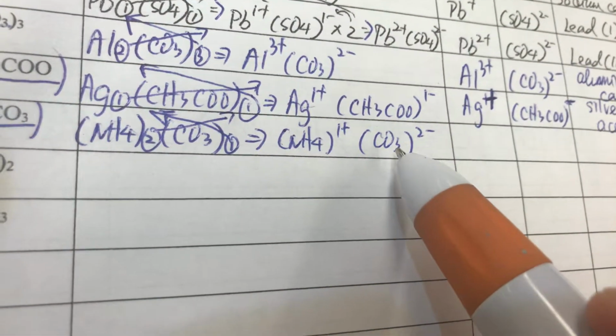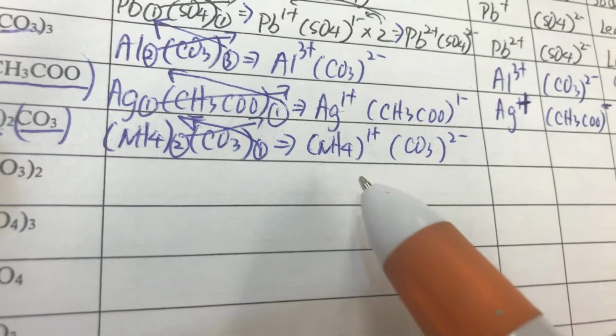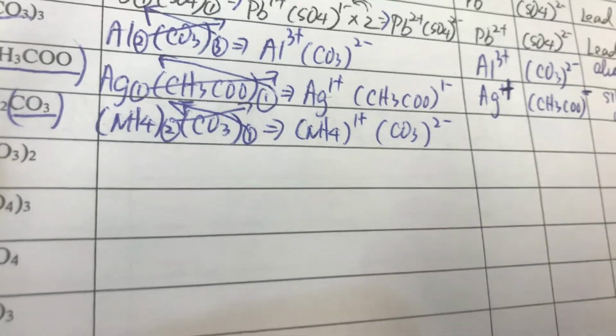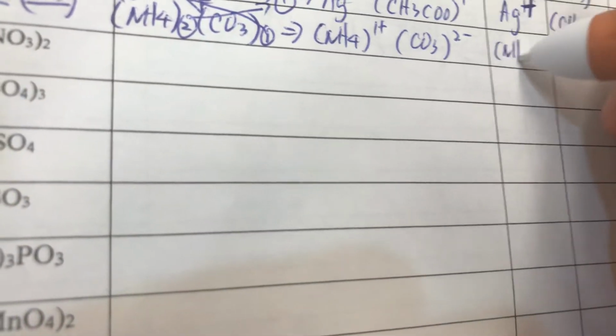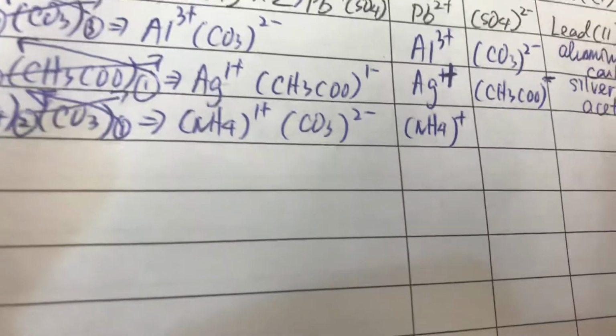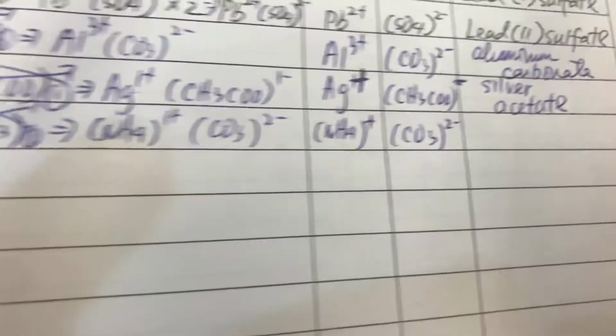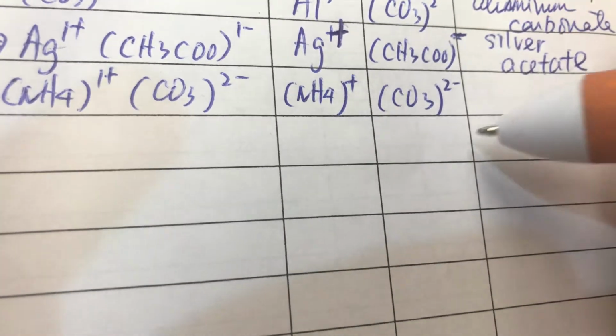And again, I'm going to check the anion. The anion is happy with its charge, and ammonium is 1+, so I don't have to do anything. (NH4)+, again, we take away the 1, and then CO3 2-. So the name is ammonium carbonate.